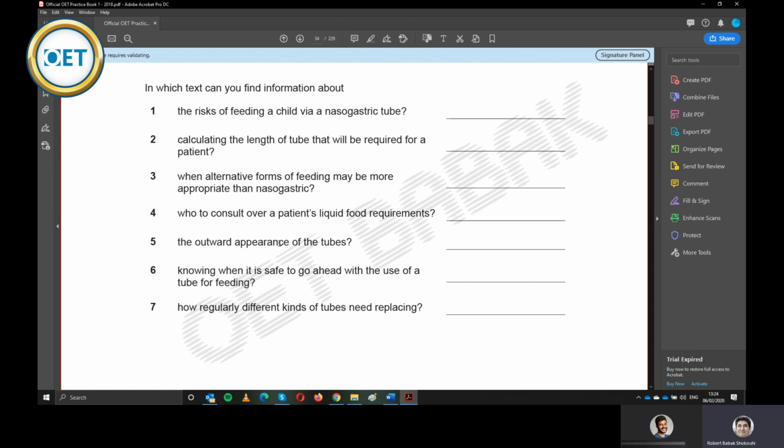The outward appearance of the tube, that was B, and it was obvious because it talked about the fine and wide. Knowing when it's safe to go ahead, this is so obvious that it is C. And how regularly different kinds of tubes need replacing. Different kinds of tubes was in B. So as you can see, sometimes with a simple survey, you can actually find out what is where.